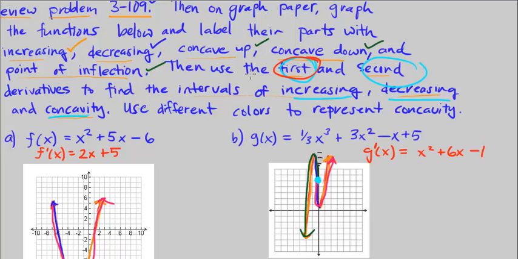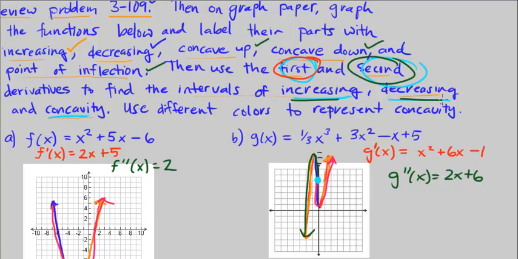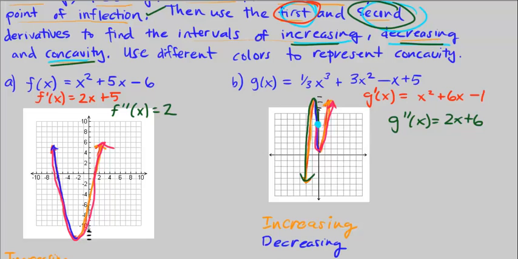Now let's also do the second derivative. The second derivative I'm going to do in green, f double prime of x. Well, we just take the derivative of the first, and so that's 2, right? And g double prime of x is the derivative of the first derivative, which is 2x plus 6. Okay? So how do the first and second derivatives help us define increasing, decreasing, and concavity? Well, let's look at these. So let's draw the graph.